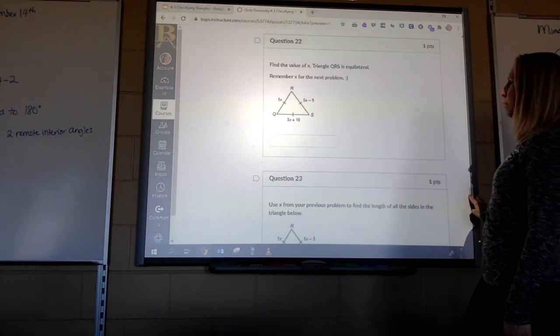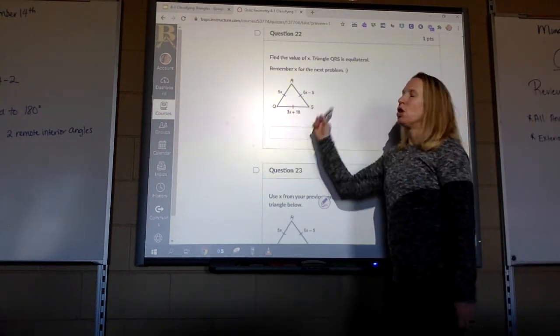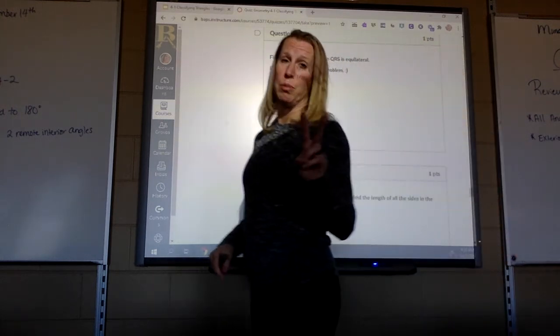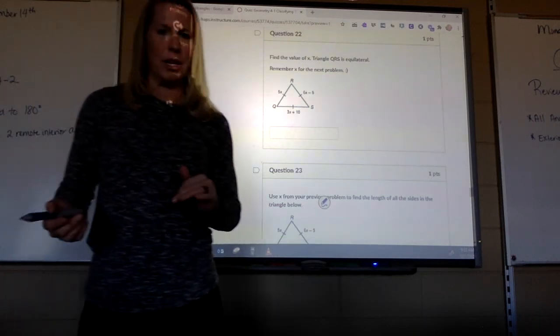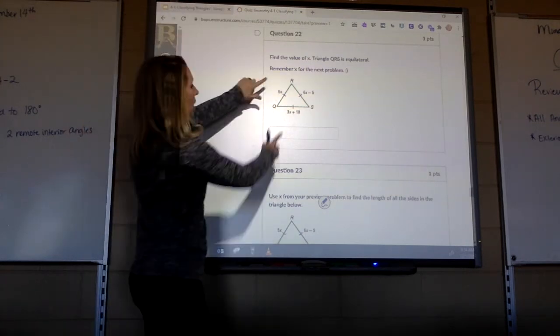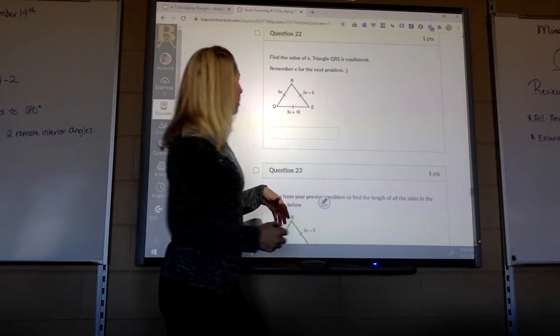Let me help you set up number 22. And this says also remember your x value. Notice that all 3 sides are equal. So it actually doesn't matter which 2 you pick to put equal to each other. You can't have a problem with 2 equal signs. So don't put all 3 together. You just pick 2. Doesn't matter which 2. You can pick these 2, these 2, these 2. It doesn't matter.